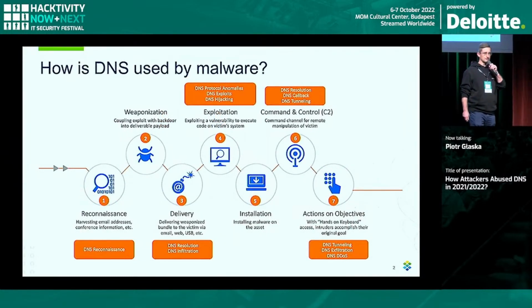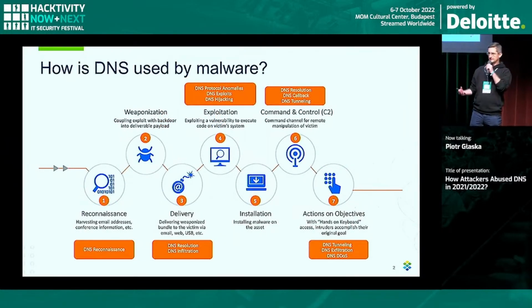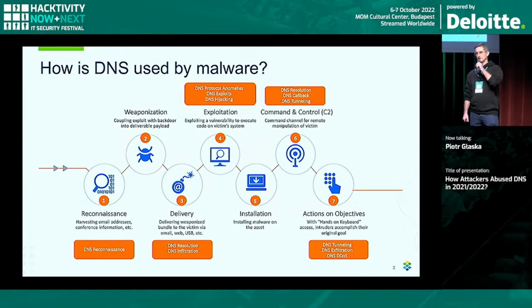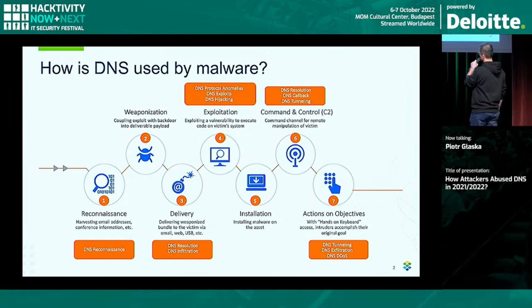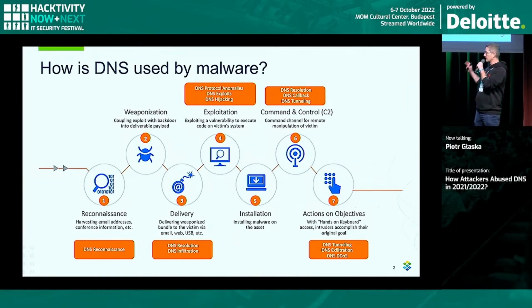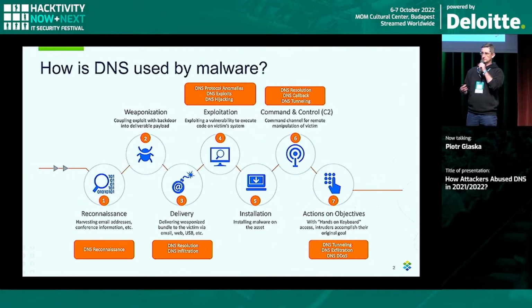A small introduction on how DNS is used during the cyber kill chain. So how they are using DNS within each of the phases of the cyber kill chain. There are 7 phases of a targeted attack, and it starts with reconnaissance, right? The attacker tries to get as much information as possible about the victim, about the infrastructure, systems used, and so on.